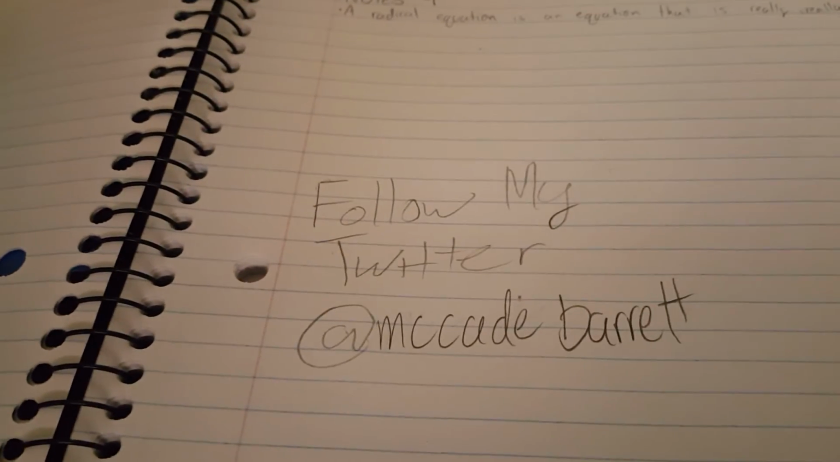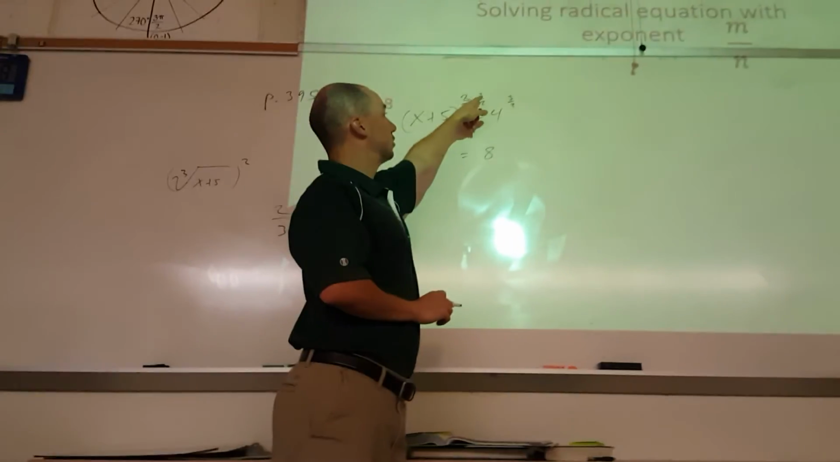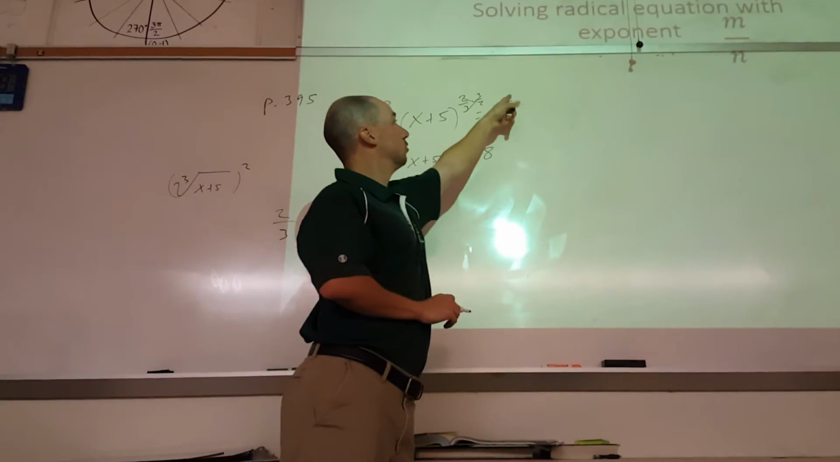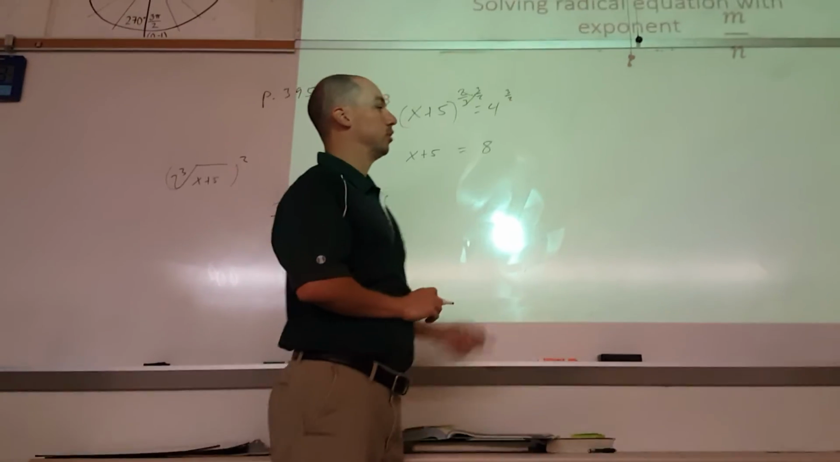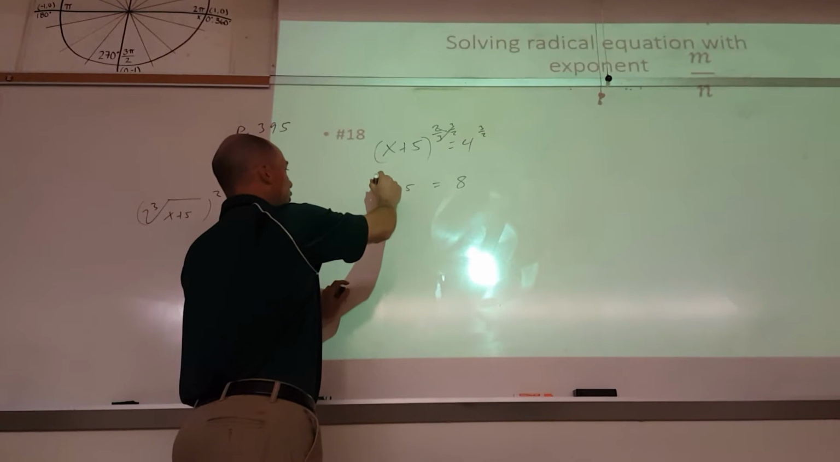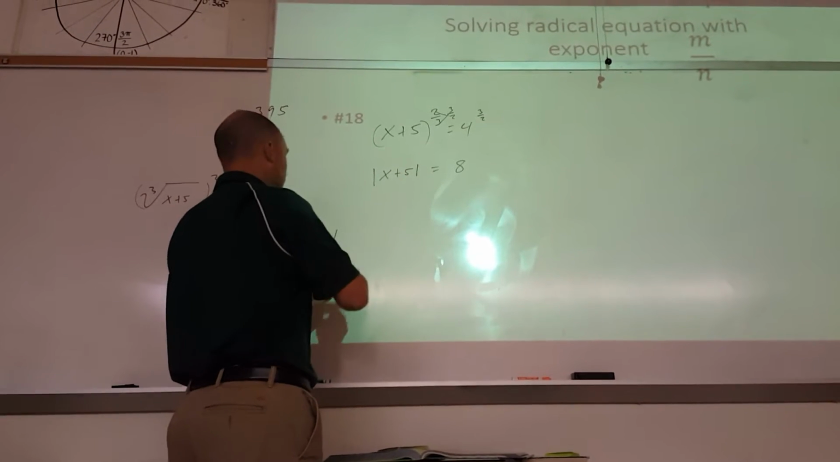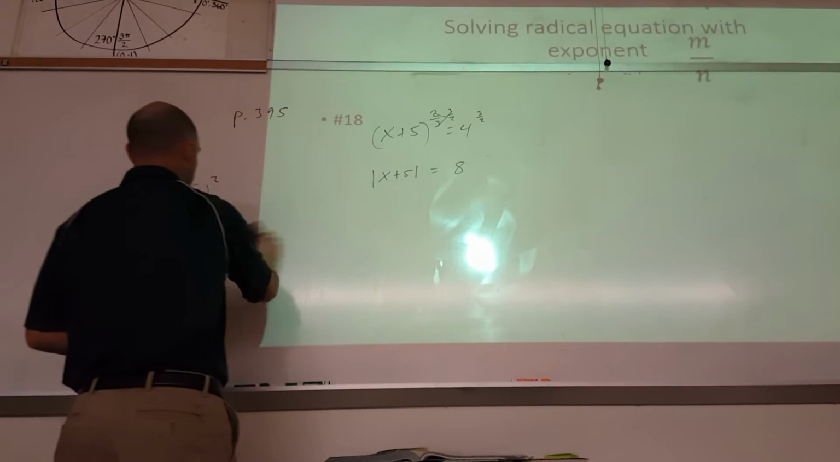One last thing. Both sides of the equation we raised to the third power and took the square root. Raised to the third power and took the square root. If you take an even root, you need an absolute value. Write that note down.